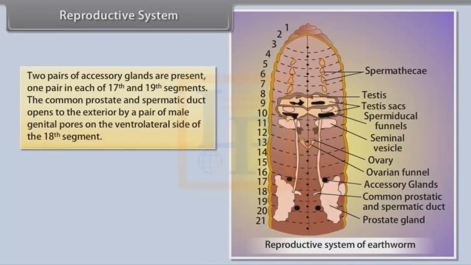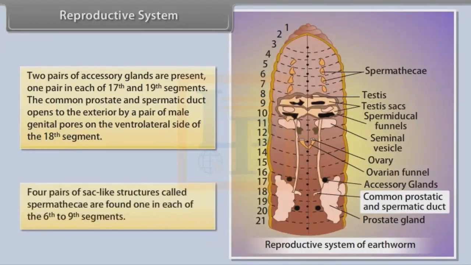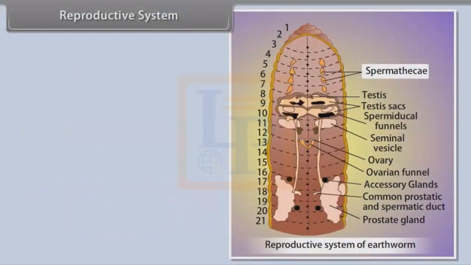2 pairs of accessory glands are present, one pair in each of the 17th and 19th segments. The common prostate and spermatic duct opens to the exterior by a pair of male genital pores on the ventrolateral side of the 18th segment. Four pairs of sac-like structures called spermathecae are found, one in each of the 6th to 9th segments.